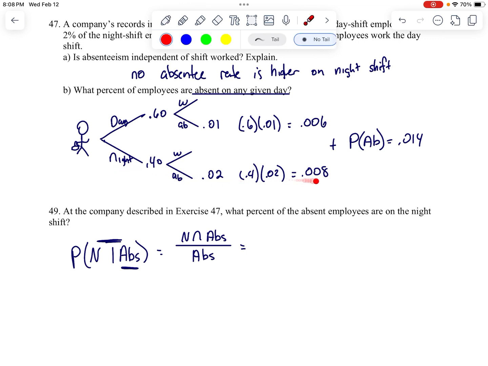So here's night shift, here's absent. You can't see me pointing. Here's night shift, here's absent. That probability is a 0.008. Absent employees, well, we did that probability up there. It's 0.014. So when we divide those out, that is going to be a 5.714. All right, that was much, much quicker.